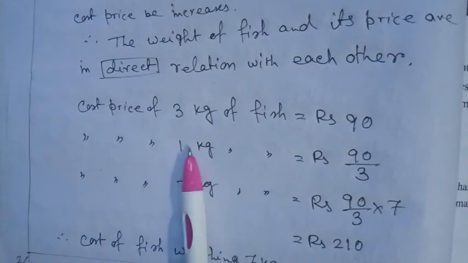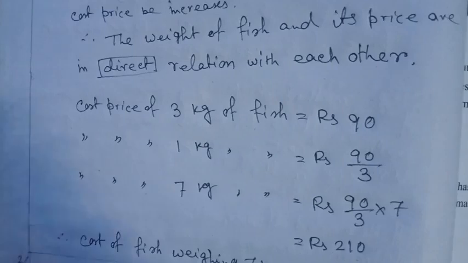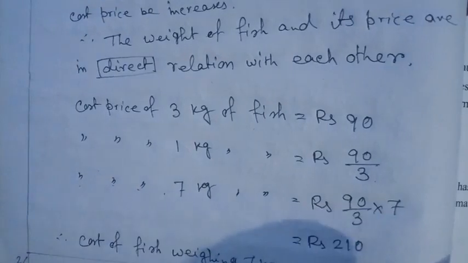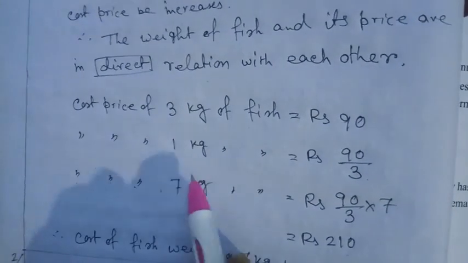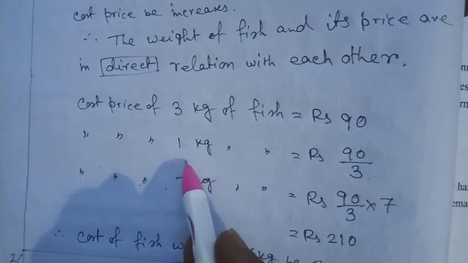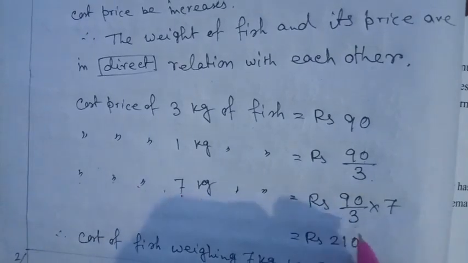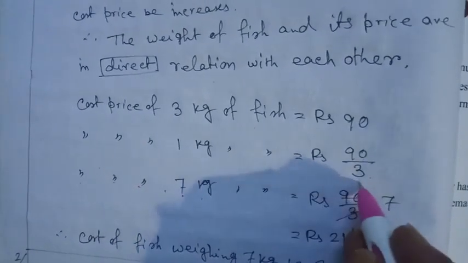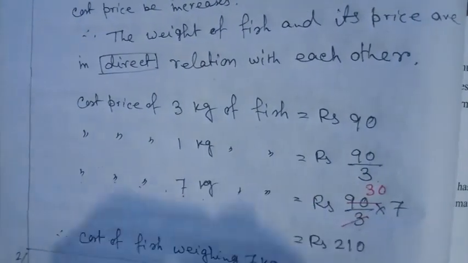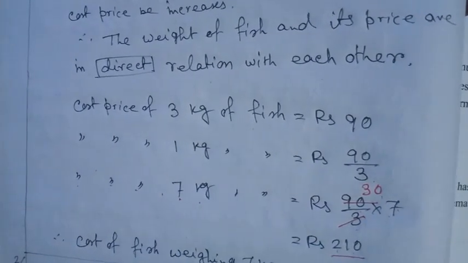Now cost price of 1 kg, obviously, is lesser than previous one, that means we have to divide 90 by 3. Now cost price of 7 kg of fish, that means 7 kg, obviously it is greater than the cost price of 1 kg. If the cost price of 1 kg is 90 by 3, cost price of 7 kg is 90 by 3 into 7. Now 3 and 90 cancel out, this is 3 30s and 90, so 30 into 7, 7 3s are 21 and 0, so we get 210.